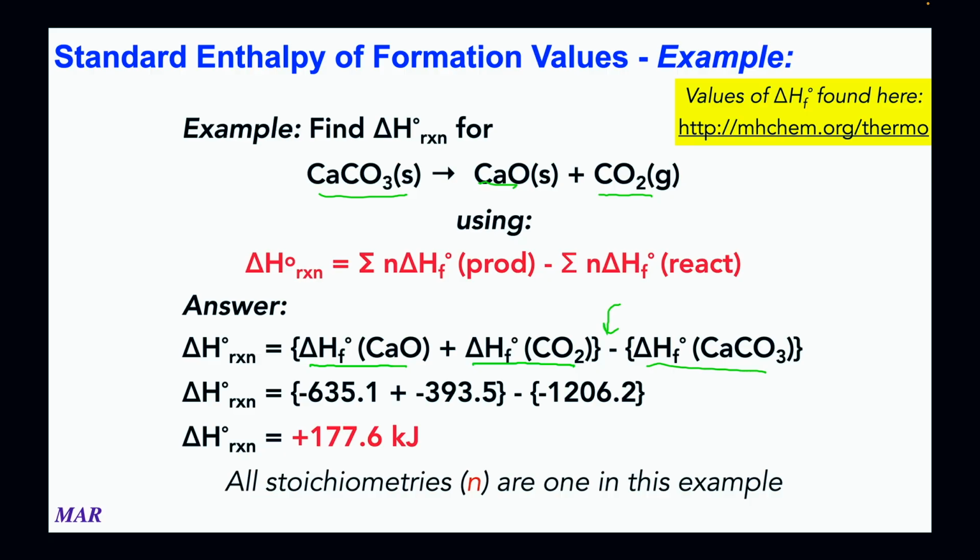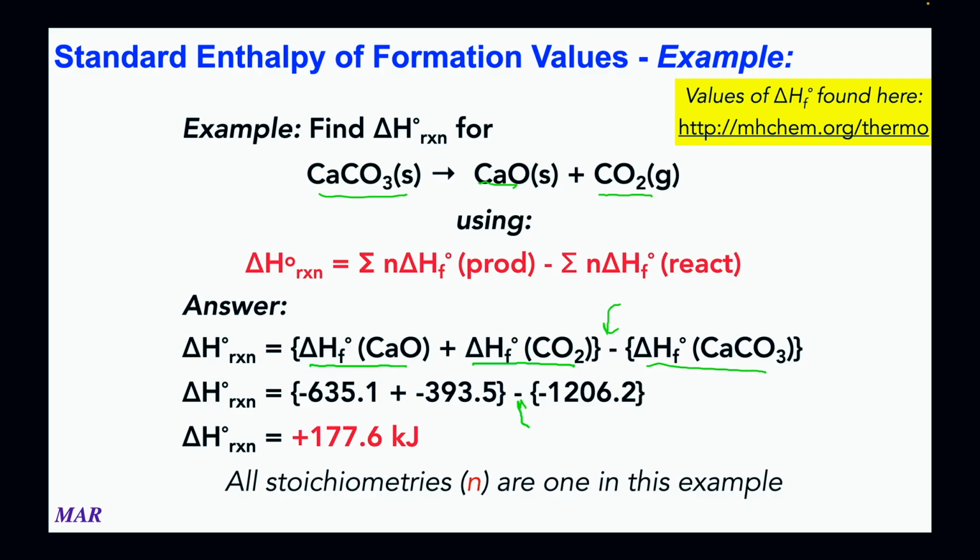Calcium oxide is apparently minus 635.1, carbon dioxide minus 393.5, and calcium carbonate minus 1206.2. The only thing I sometimes see people getting confused about is that you want to make sure you go products minus reactants. So that's going to be essentially like adding 1206.2 kilojoules. But at the end of the day, the heat of reaction is positive 177.6 kilojoules.